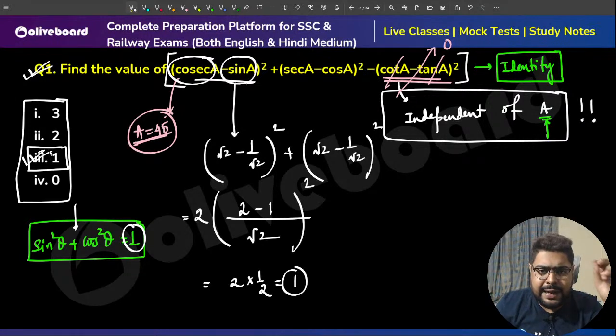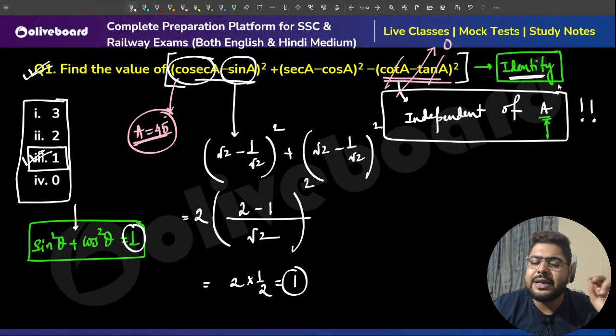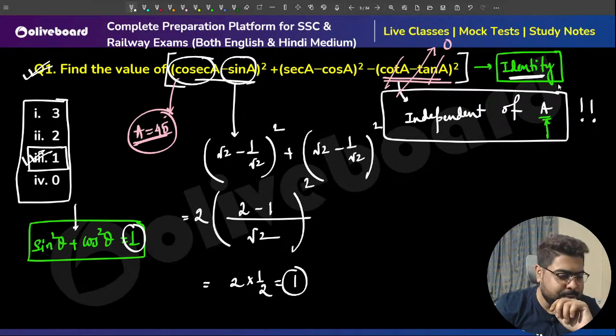Anytime you see an identity, this is always the best method. Just put down whatever values you can. Clear, I hope?